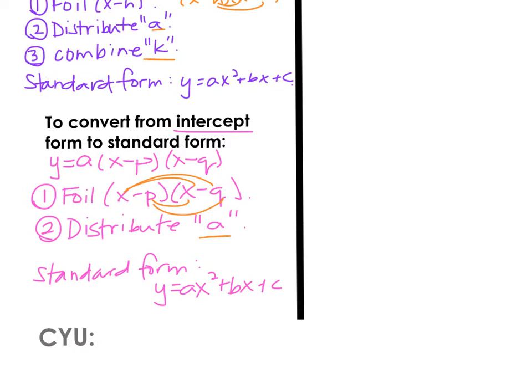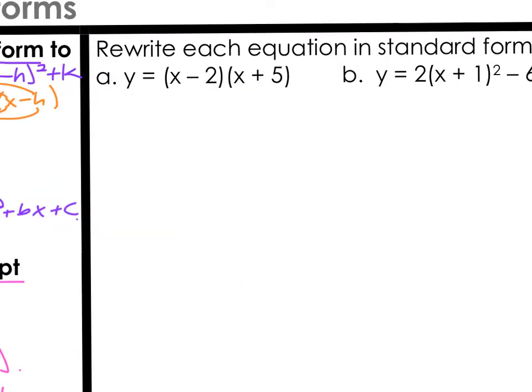Let's look at the examples at the right and see if we can model one of these two processes. Our first example is in intercept form. We have y equals x minus 2 times x plus 5. When we're in intercept form, we're supposed to just FOIL the parentheses. So remember, we've done this kind of a little bit in the past. When we FOIL the parentheses, I'm going to take the first term times the first term. X times x is just x squared. So we have y equals x squared.